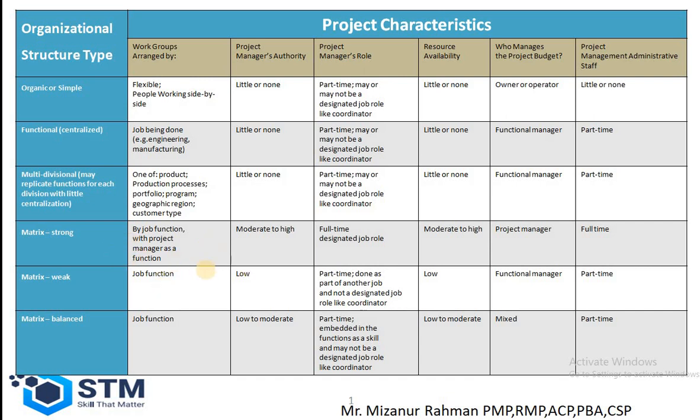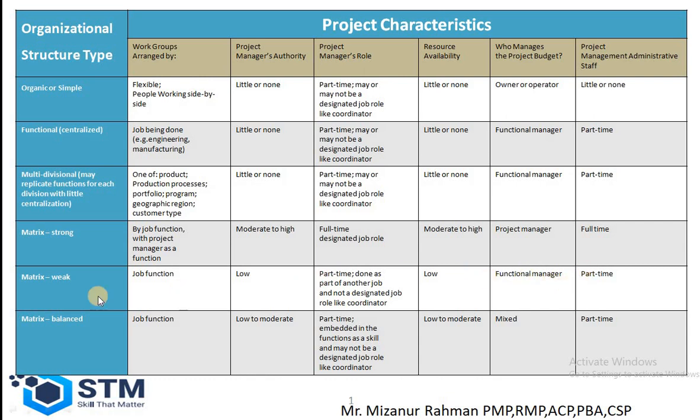If the organization is a weak matrix, then it's going to be like the functional organization. The job is done by the job function. The authority level is low. The project manager role is part-time, also working as a coordinator. Resource availability is low. The project budget is going to be managed by the functional manager, and the project administrative staff is part-time.